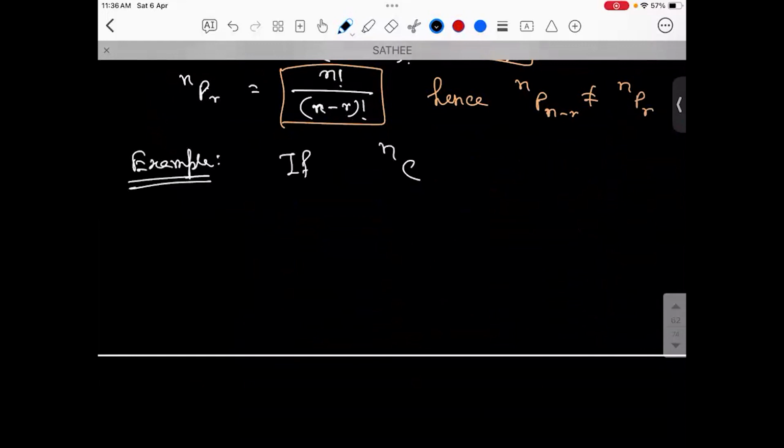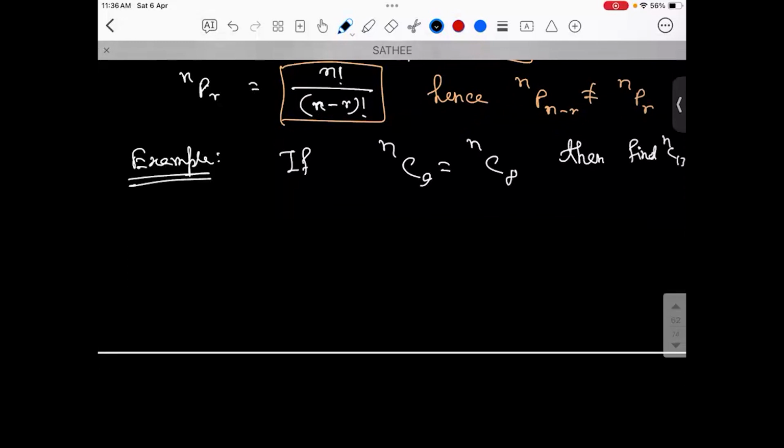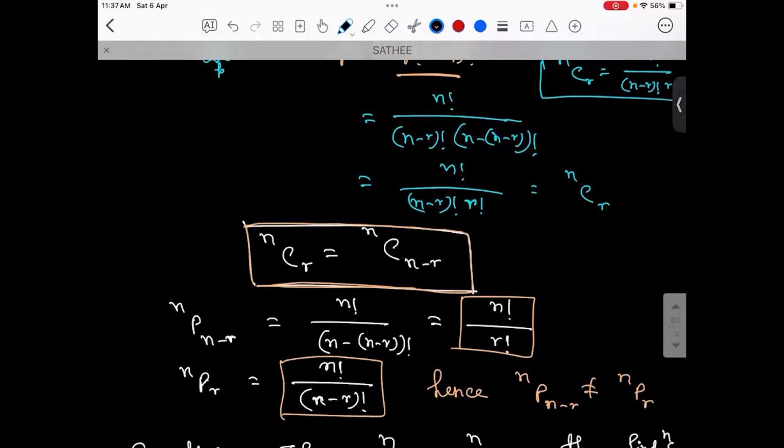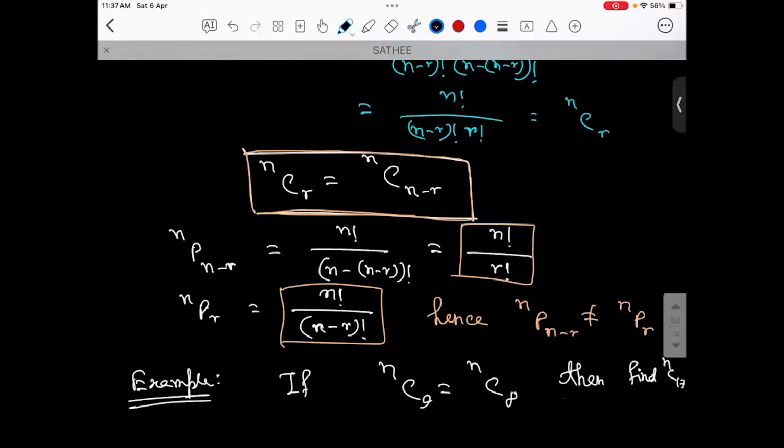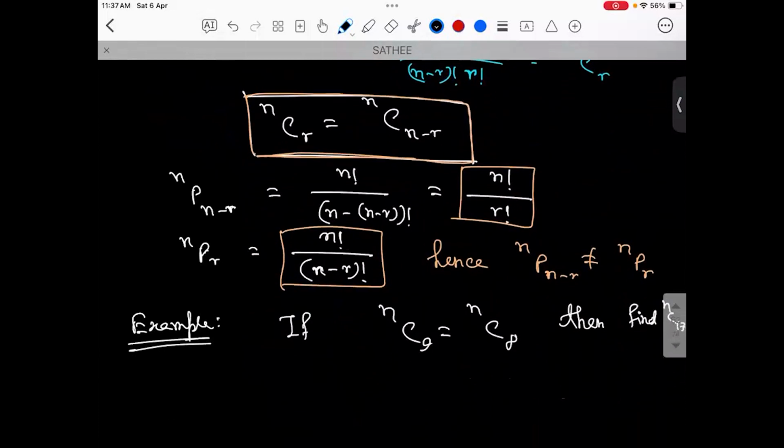If nC9 is equal to nC8, then find nC70. Okay. Now, can I use this formula or not? Let us check. So we will use this formula to get the answer. So we can go with both ways.